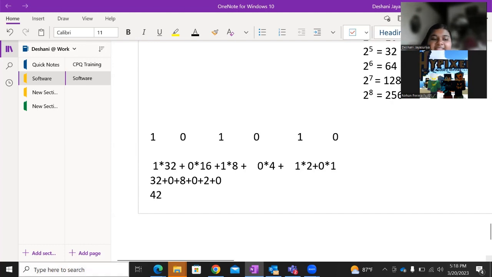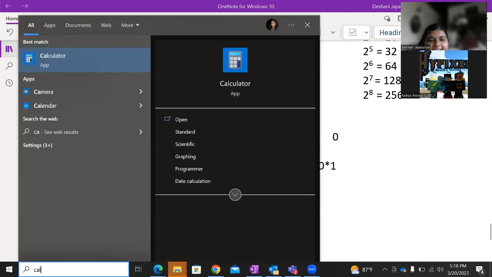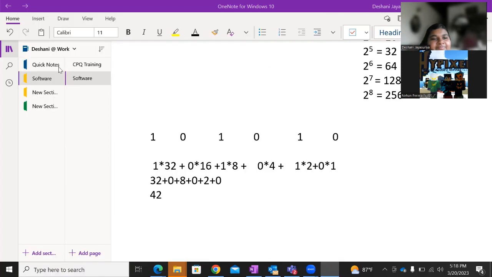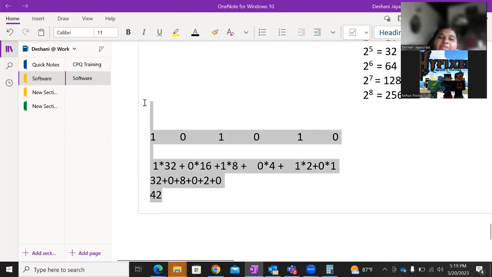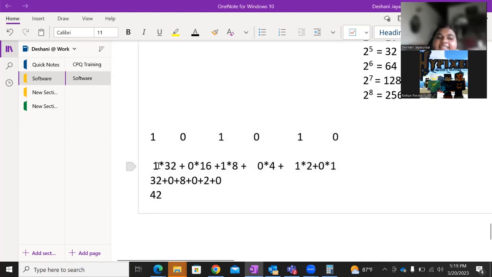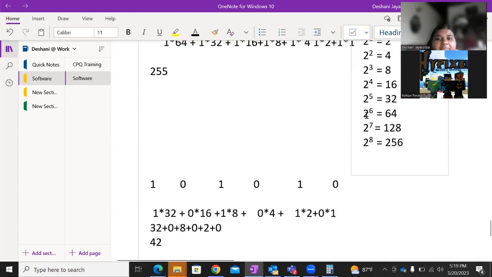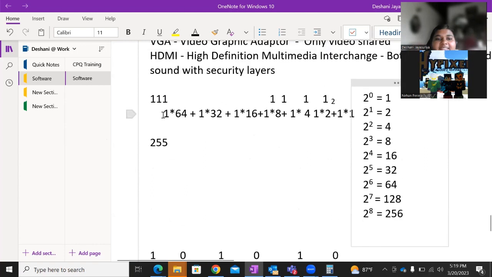Okay? So you can always check, as I said, in a calculator. The easiest way is to take 42 and see what the binary of that is. So it is 101010, right? So the answer is correct. So this is how you take it. You're just adding, so 32 according to this table we do it, right? So this is related to these ones here.